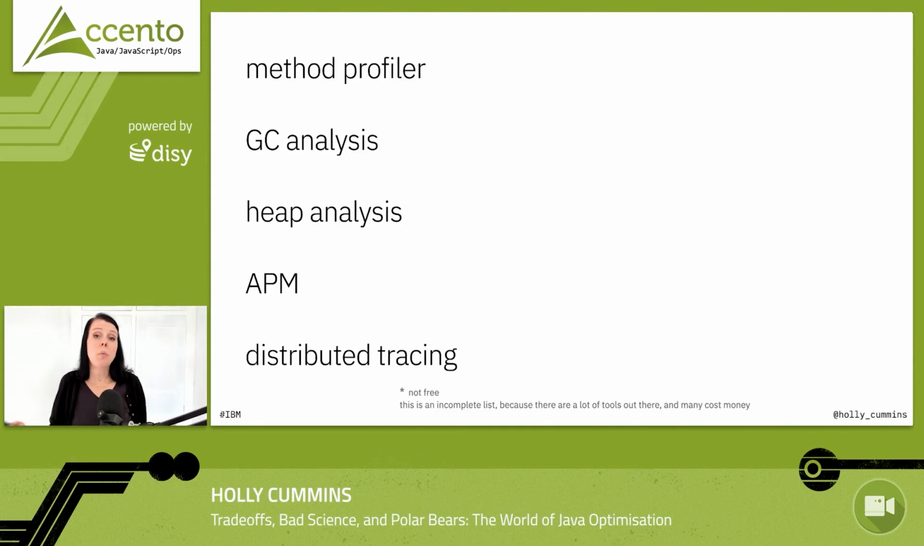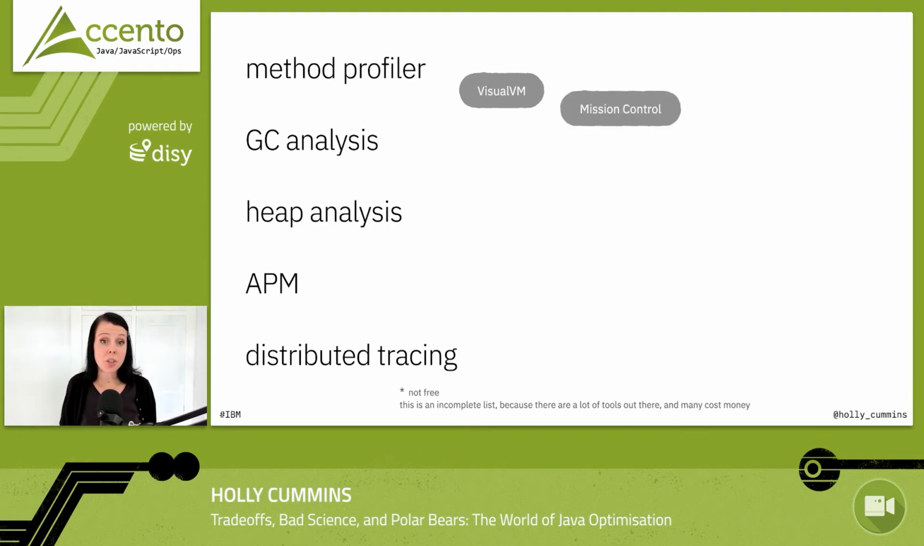There's a whole bunch of tools, more than I could list on one slide, that are going to help with this. You want things like a method profiler. VisualVM is a good one, and it's free. Mission Control is also a good option. IBM Health Center is also free, but that's just for OpenJ9.